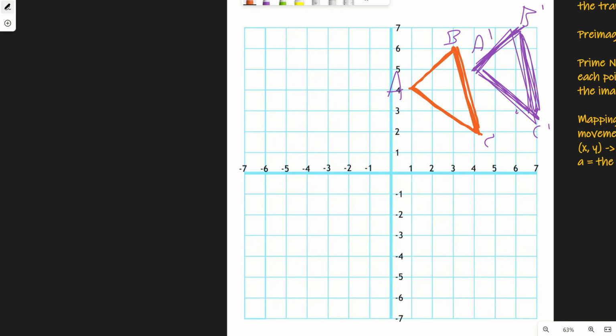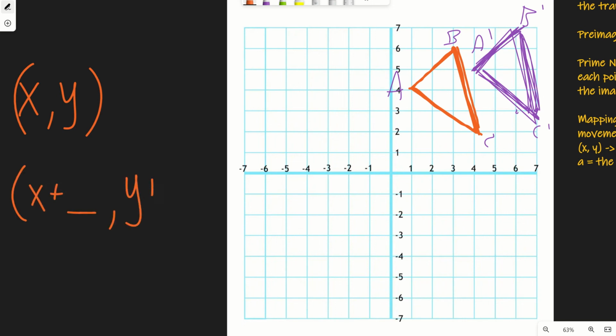What is my mapping notation? How am I getting from one x to another and one y to another? Well, let's look from A to B. From x, we're going to go over 1, 2, 3, plus 3, and we're going to go up 1, y plus 1. This would be my mapping notation: x plus 3, y plus 1.